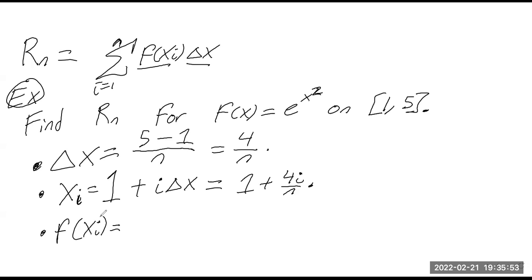Now, we can take these right endpoints and plug them into the function. So the function was e to the x squared. So I'm going to get e to something squared. What goes here? This term.